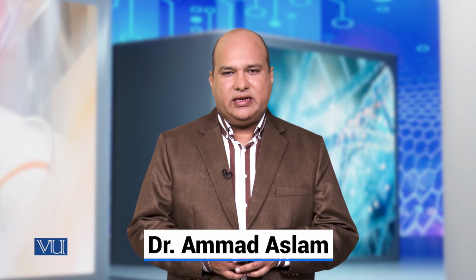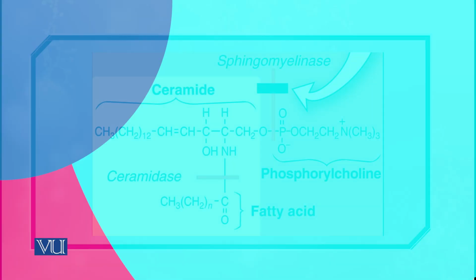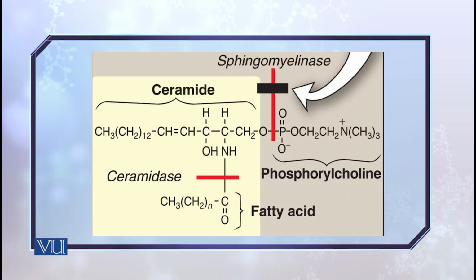So guys, we have seen how the degradation of glycerophospholipids takes place. Now let's see today how the degradation of a second important phospholipid, that is sphingophospholipid, takes place. As an example, we will take sphingomyelin, a very important phospholipid.